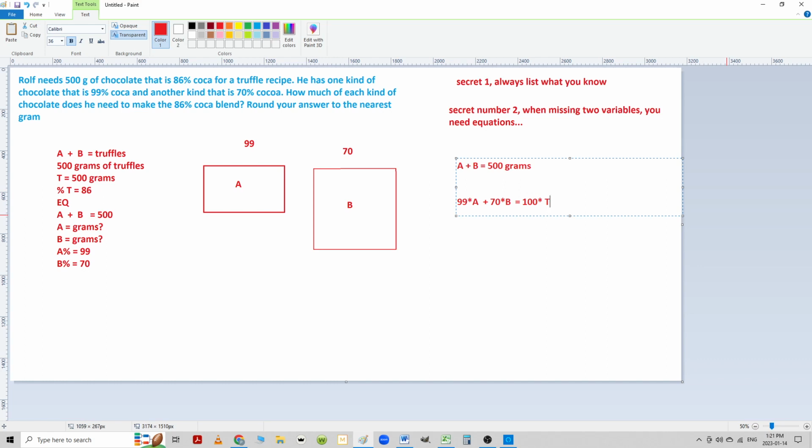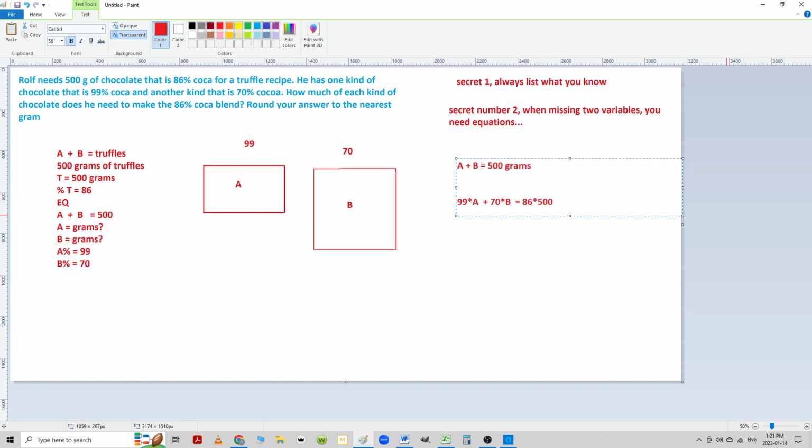Actually no, they give you the truffles weight. It's not 100. They give it to you. They want you to end up with 86 truffles. My bad. So long as I do it like this, all I need to know is the grams. Well, they gave me the grams. They told me the grams is 500.